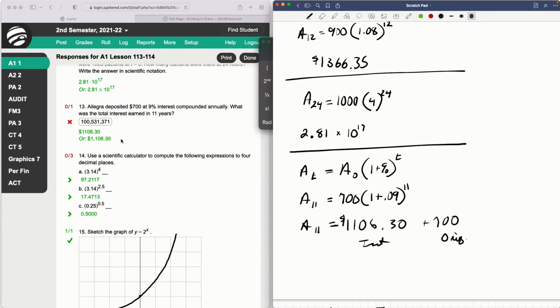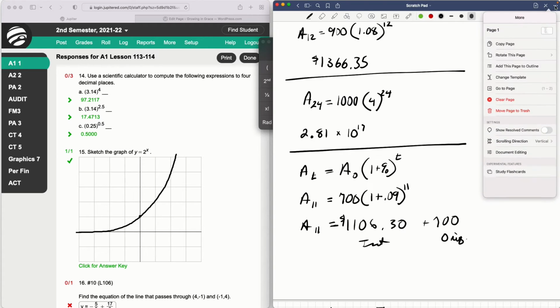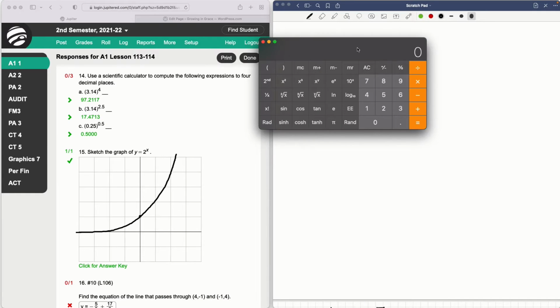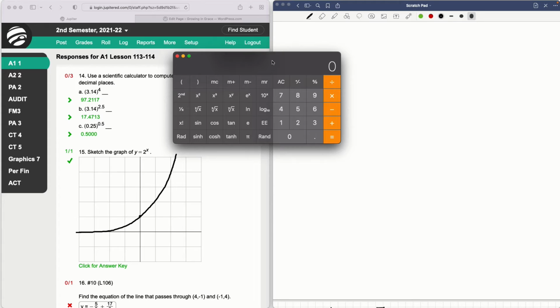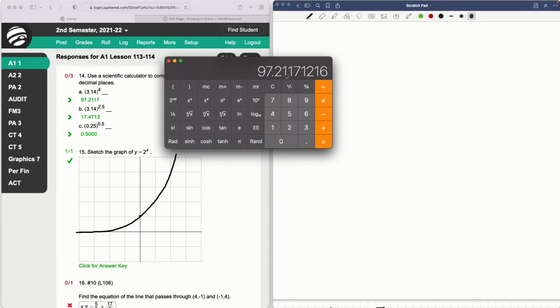All right, moving on. Number 14 was so stinking easy. Let me clear the page. We don't even have to write anything down. So all you needed was your calculator to do this. So it's important to know how your calculator works, and this is why we do this. 3.14, press the exponent key, xy, and then put in the 4 exponent and hit equals. Look at that. And it says to 4 decimal places. So 1, 2, 3, 4. 97.2117. Right there. Boom.